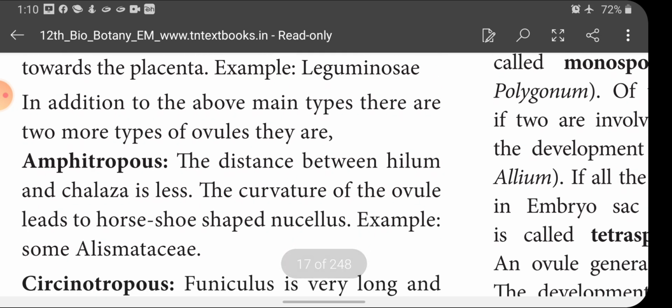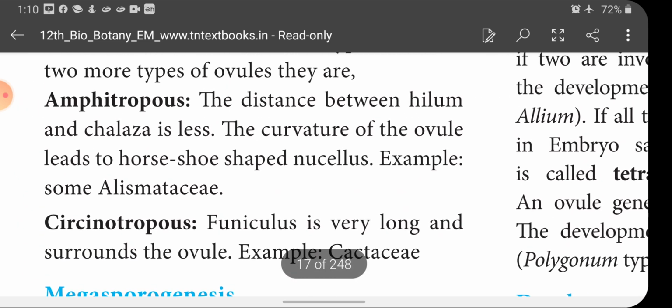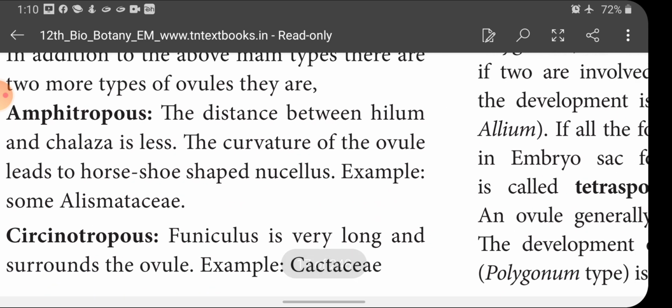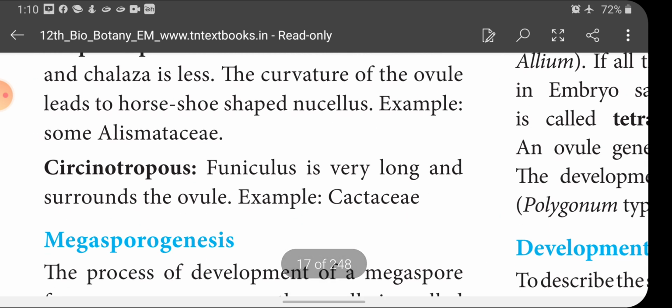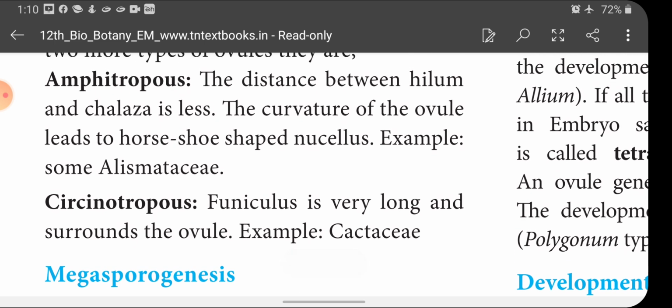In addition to the above main types, there are two more types of ovules: amphitropous and succinotropous. In amphitropous, the distance between the hilum and chalaza is less. The curvature of the ovule leads to a horseshoe shaped nucellus. Example, some Alismataceae. In succinotropous, the funiculus is very long and surrounds the ovule. Example, Cactaceae. So these are the common types of ovule we can observe in plants.